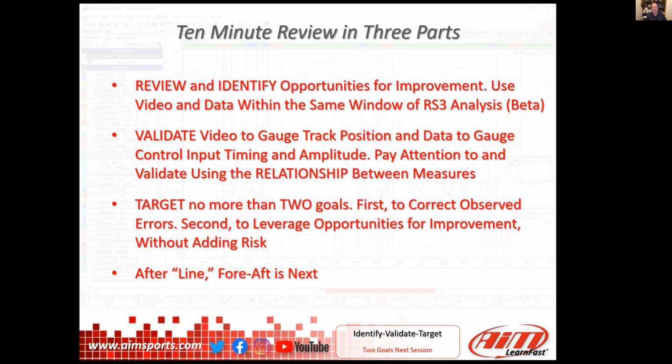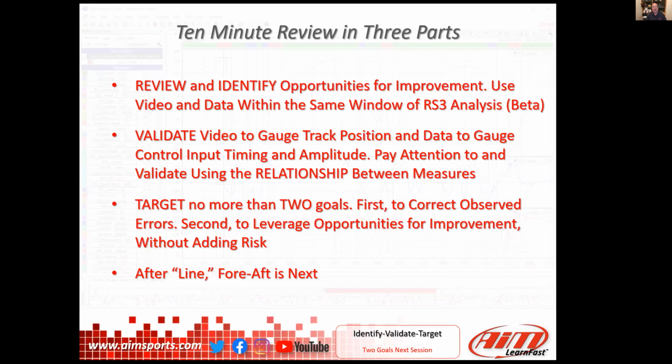We want to ideally and ultimately use the video and data within the same window of Race Studio 3 analysis. But right now, you're going to definitely look at the video first, because that is going to establish the context of what you're looking at. That is really, really important. By using the video, you're validating simple things like gauging track position. Am I utilizing the full width of the track? Am I touching every apex or coming close to every apex? Then you add the data to see, is what I am looking at backed up by what my feet and my hands are doing. This idea of control input, timing, and amplitude is the difference between good and great drivers. So we want to pay attention and validate using the relationship between multiple measures, throttle to brake, brake to throttle, that sort of thing.